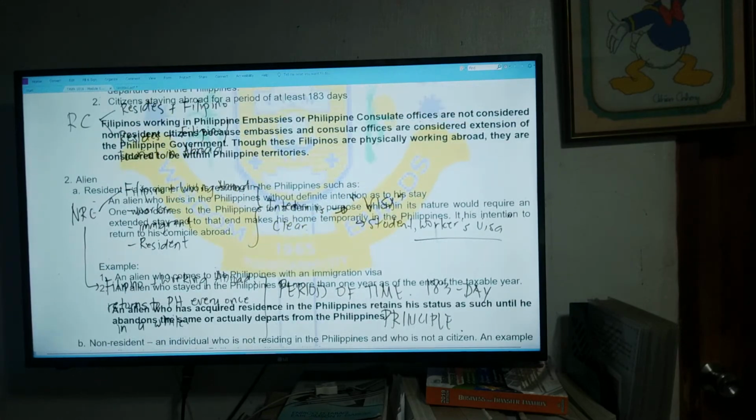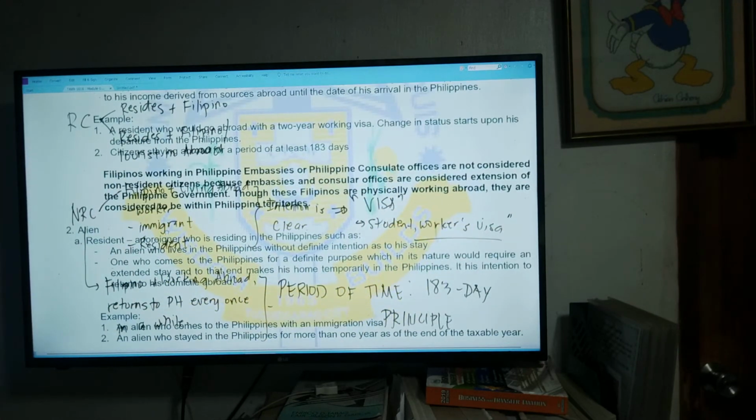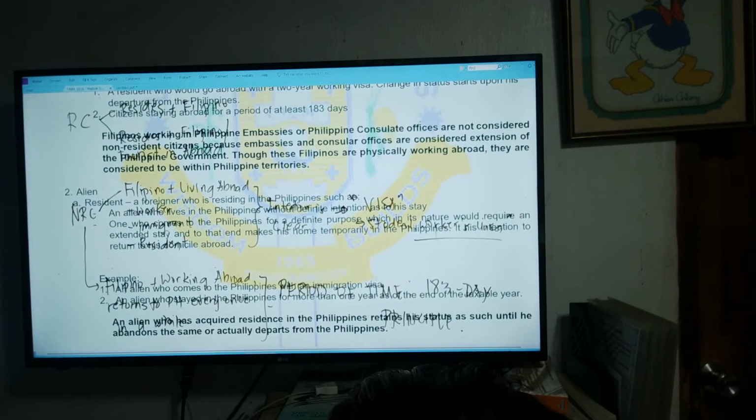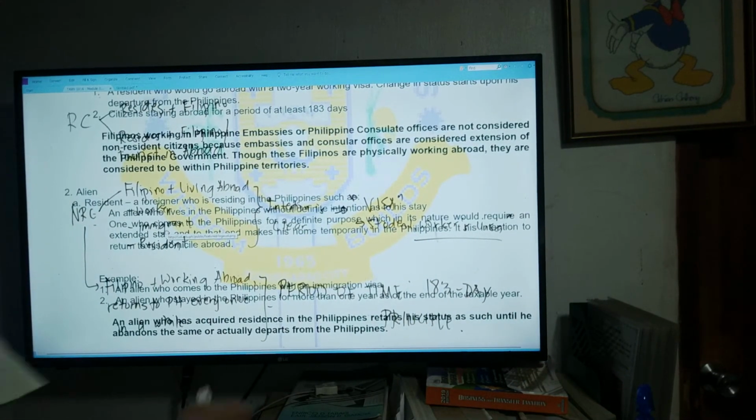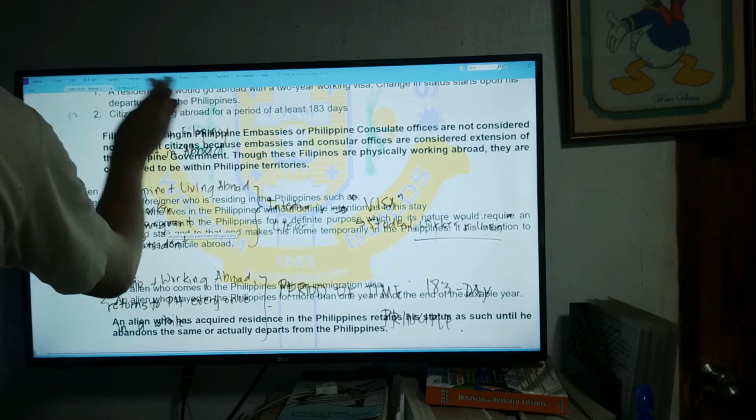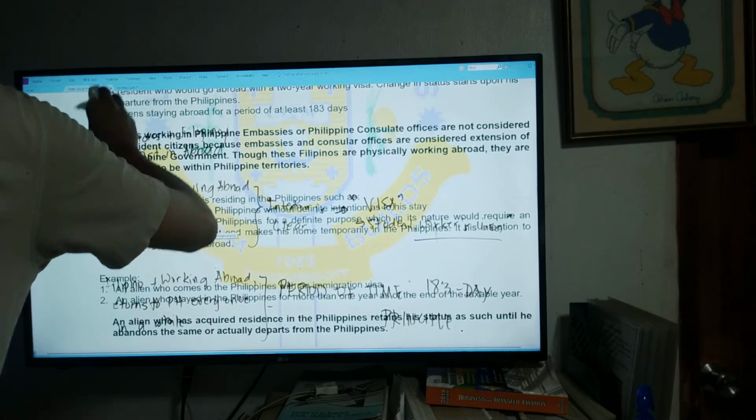That is, before we go to aliens pala guys, you have to understand this one. You have to understand this one. Sir, paano yung mga ambassadors in Philippine embassies in foreign countries? Okay? Paano yung mga yon? Very good question. Very nice question.